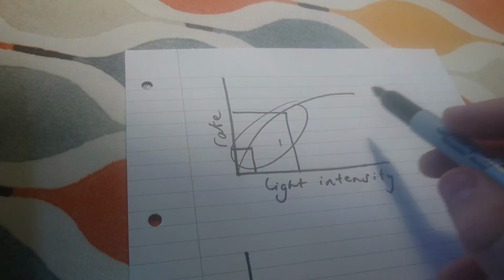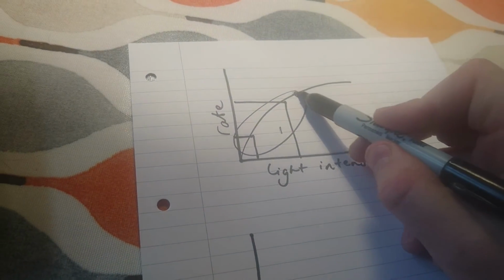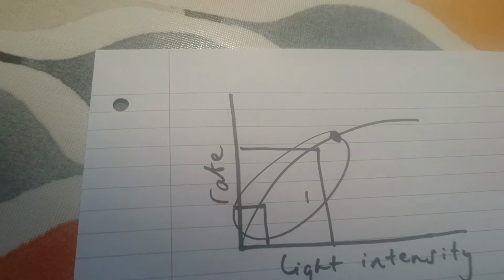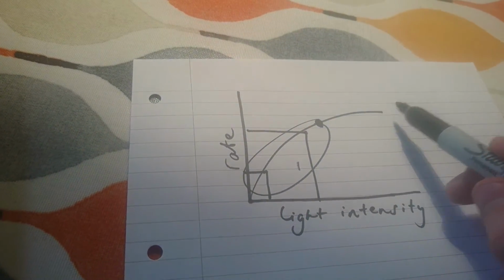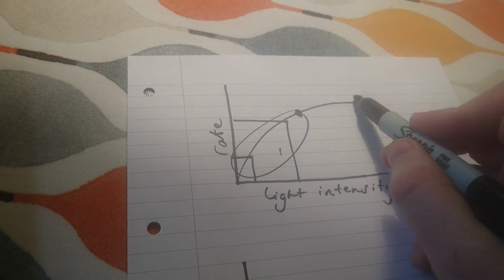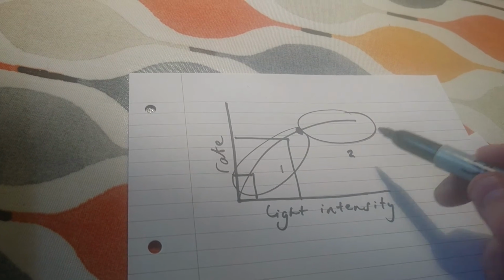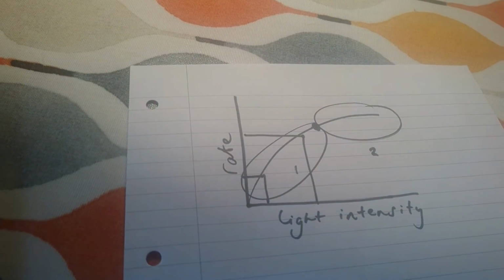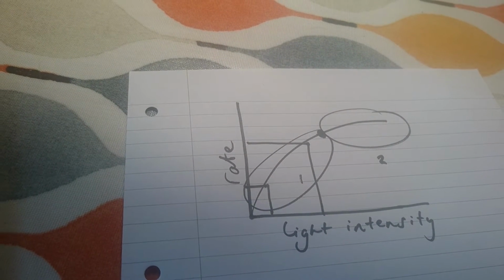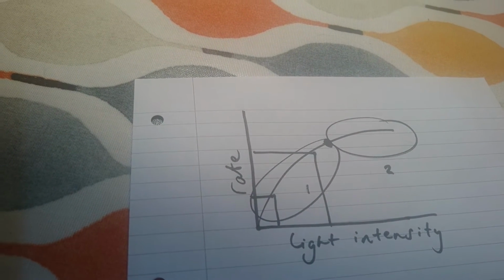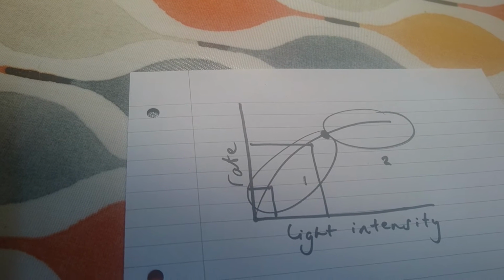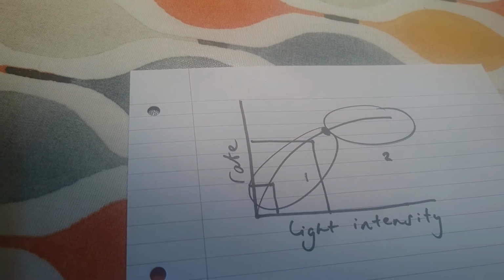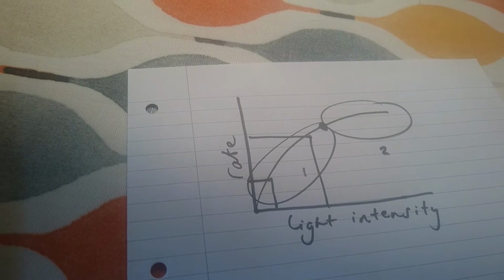The thing is here, you can see that past this point I've highlighted, the rate does not increase any further. So here, quite clearly, I'll label number 2, there's a limiting factor for the rate of photosynthesis. You could argue that here increasing the amount of light has no effect on the rate.